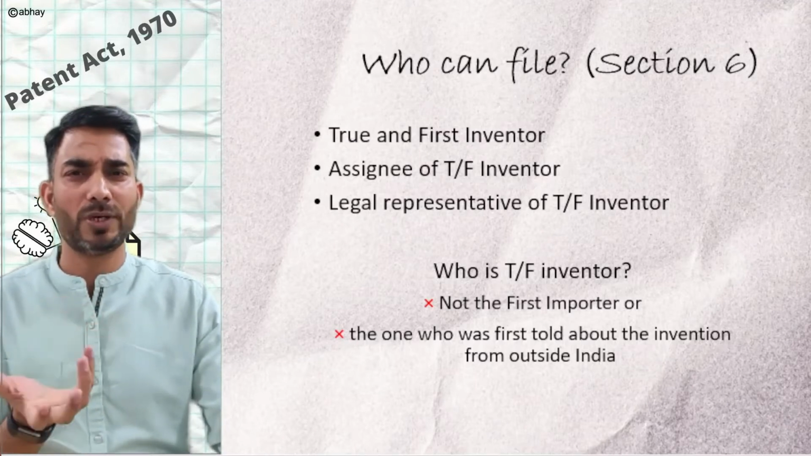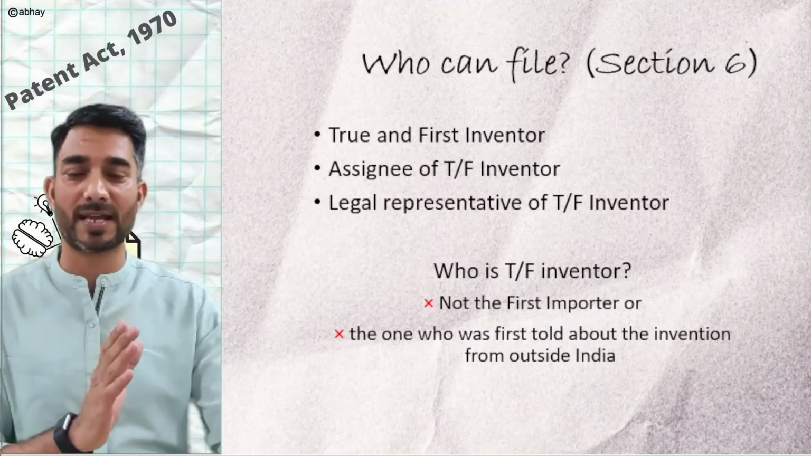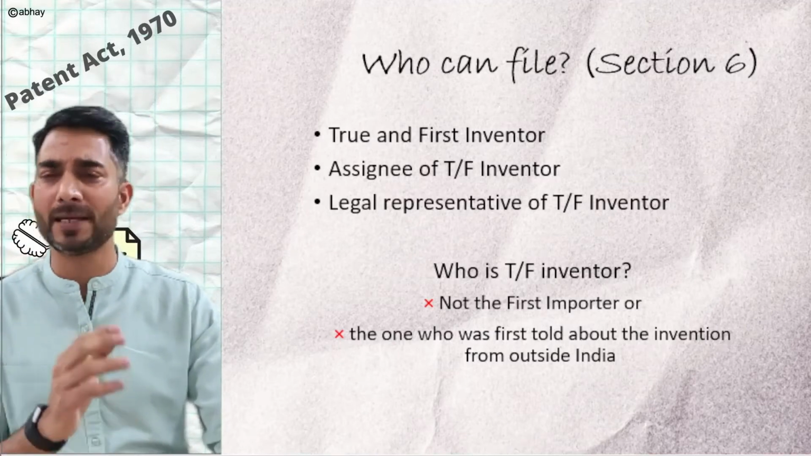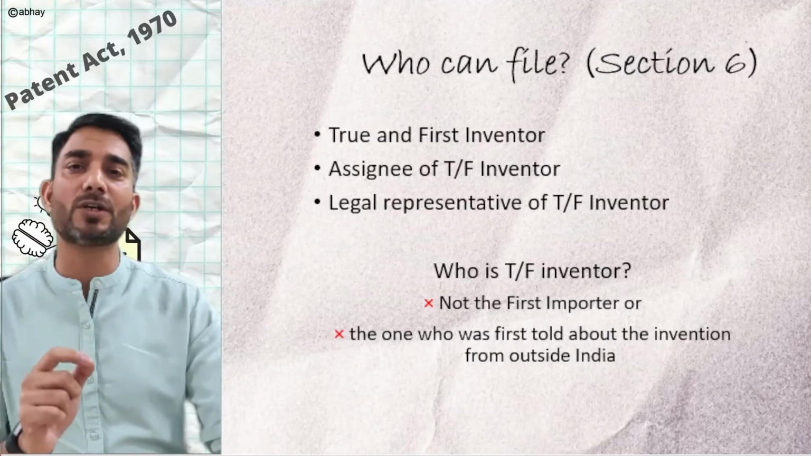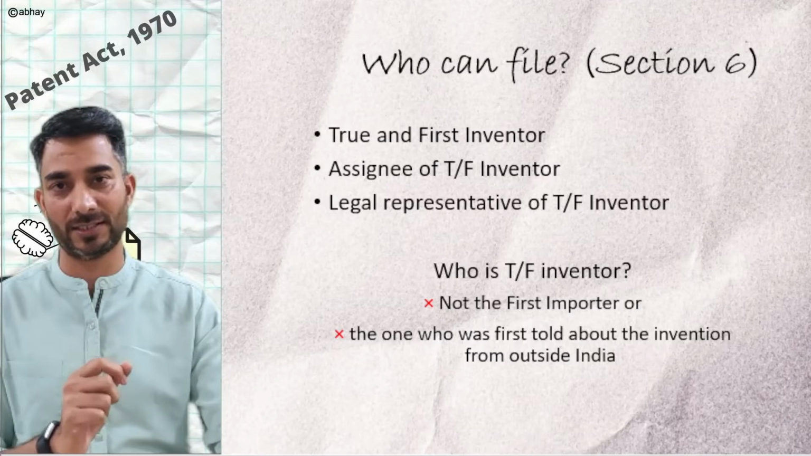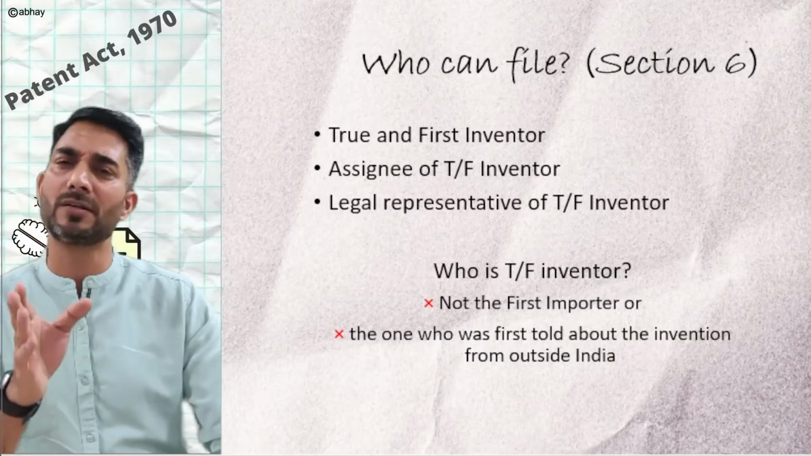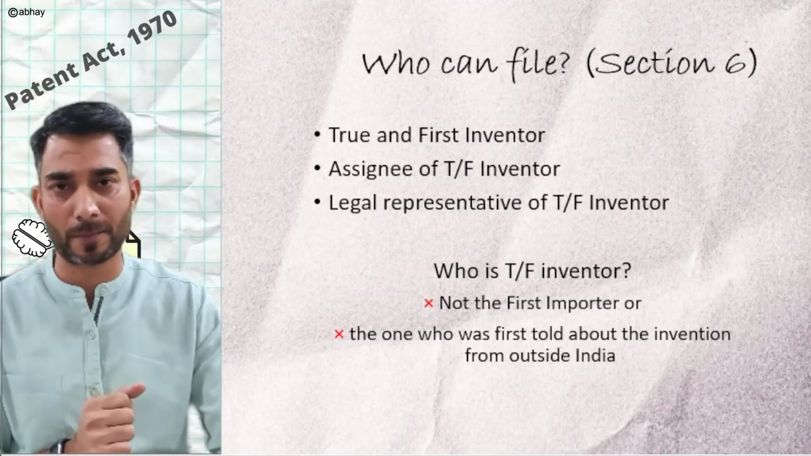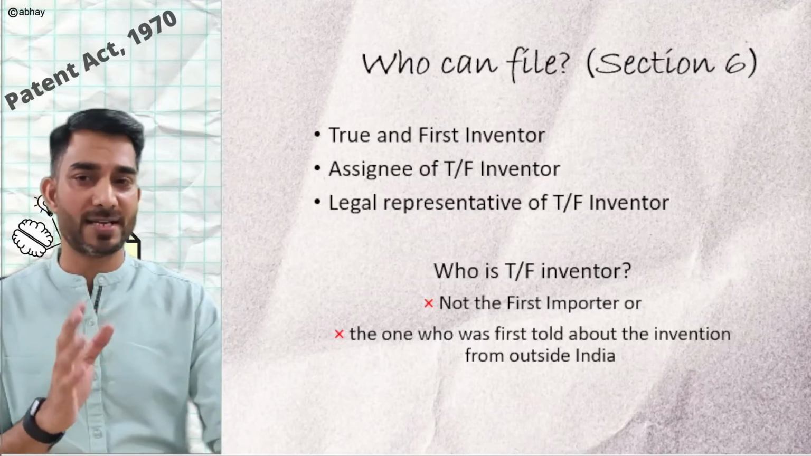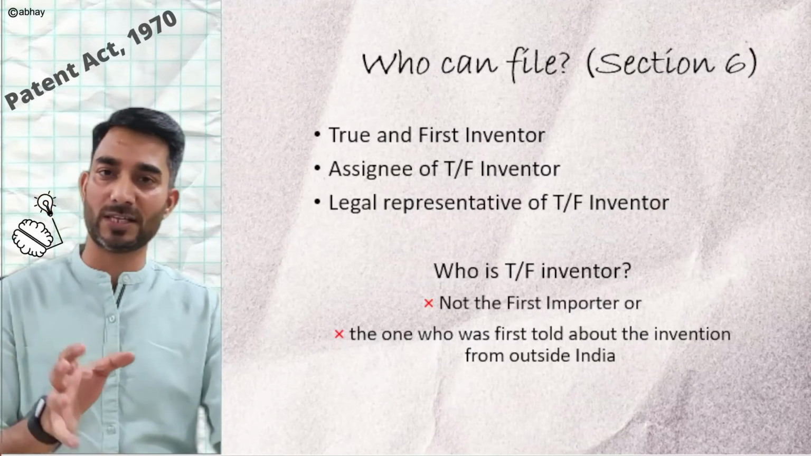So who is the true and first inventor? We don't know, but we know that these two categories are not the true and first inventor. In general, any person who has contributed to the claims of an invention is considered as the true and first inventor. Not the true and first inventor, but the inventor. And there can be multiple of these people. So we have identified a true and first inventor for the invention.